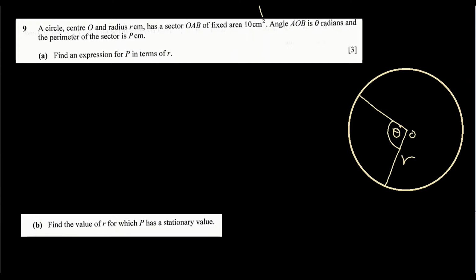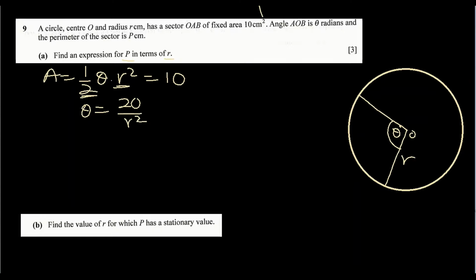So first they have given the area. Right. Fixed area of 10 centimeter square. So area, which is half theta R square, is 10. This will help us to eliminate theta because they're saying find expression of P in terms of R. That means theta should not be there. So let's isolate theta here. So what will happen? These two will go and multiply with 10, 20. R square is a numerator, becomes denominator on the other side by cross multiplication. Theta is in terms of R now.